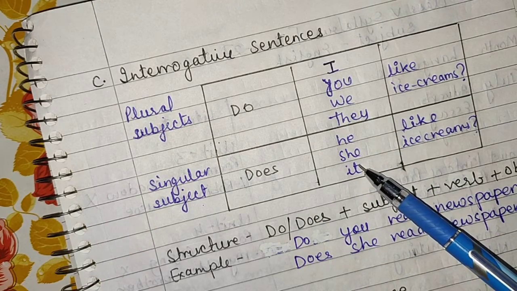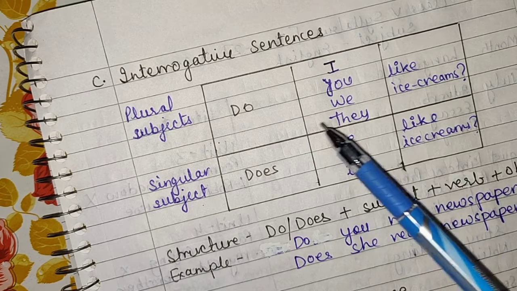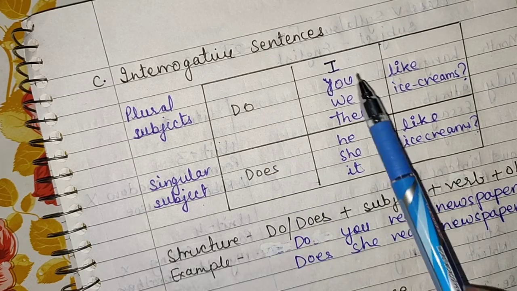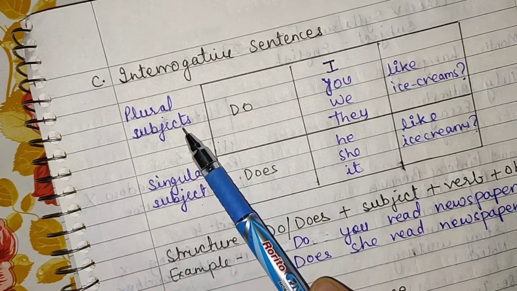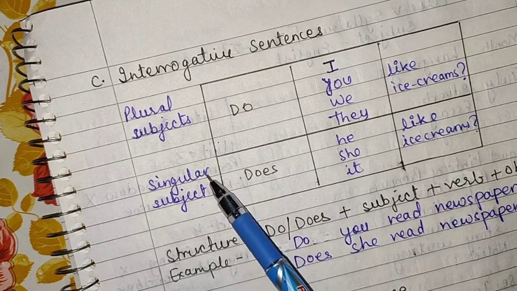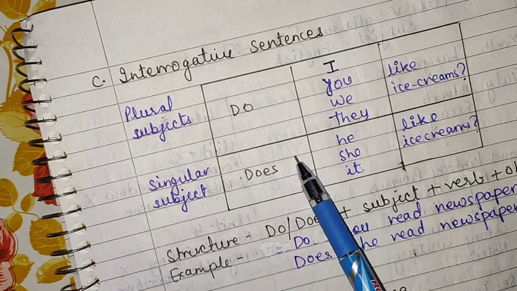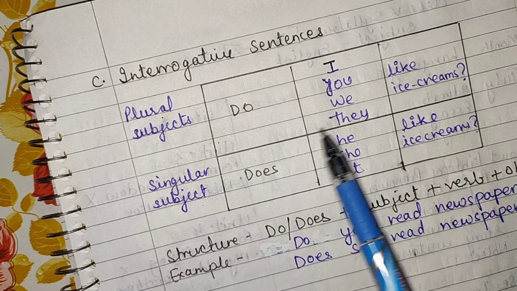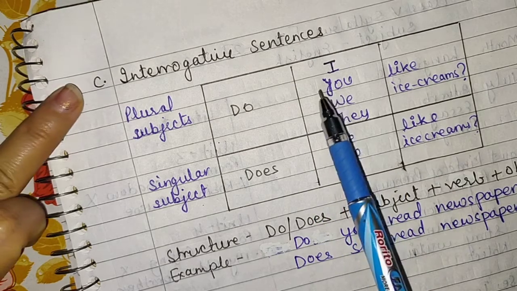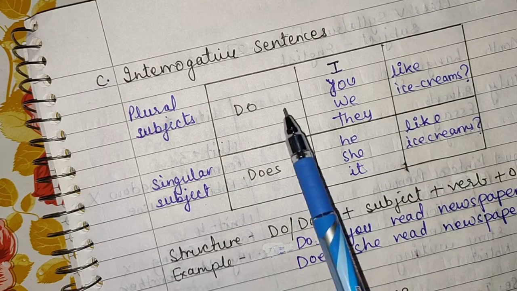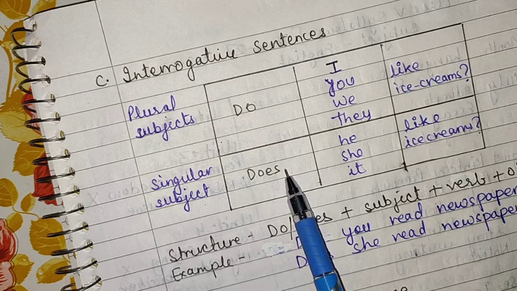Now, when we were writing negative sentences, we were writing do not and does not. So again here also, we will use do with I, you, we, they, that are your plural subjects, and does with he, she, it, that are your singular subjects. But we will not use not here. We will not use not in interrogative sentences. Why? Because it is not your negative sentence. We will remove not and we will just use do and does.